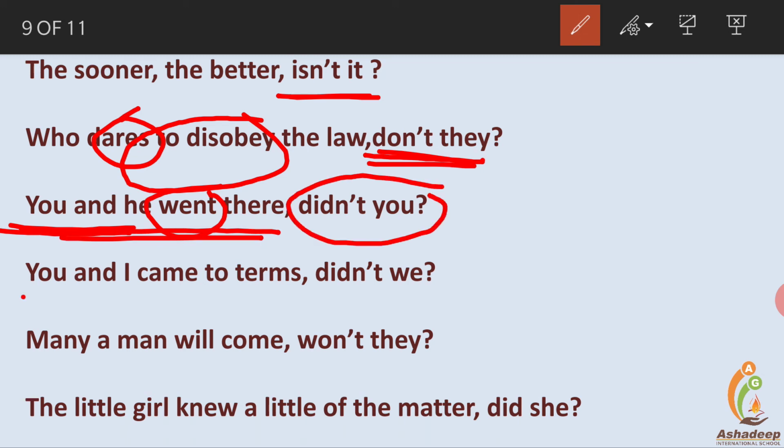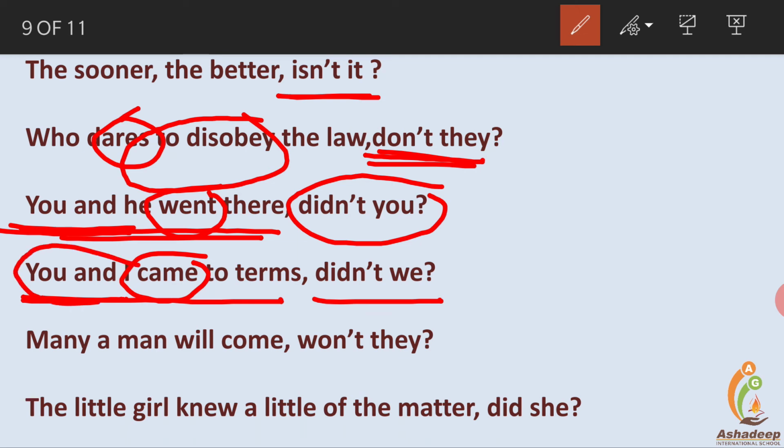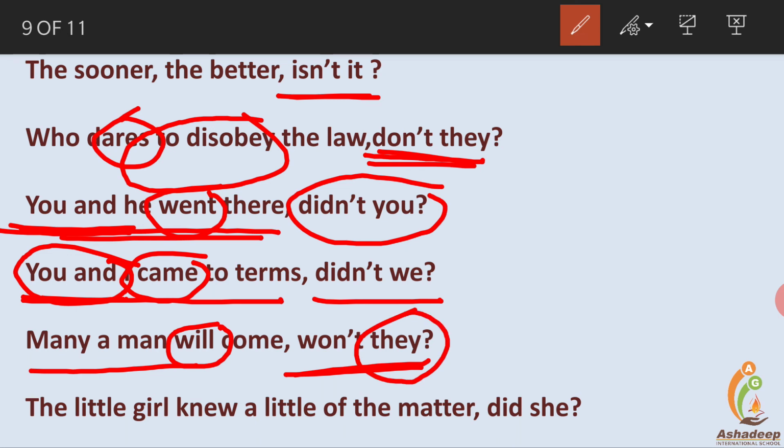You and I came to terms. Came is simple past tense, the whole sentence is positive, and the question tag is negative: didn't we? Because you and I means we. Next, many a man will come, won't they? The negative form of will is won't, and for many a man, the pronoun they is used here.